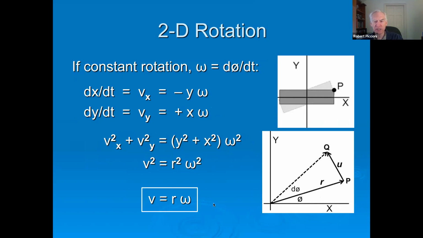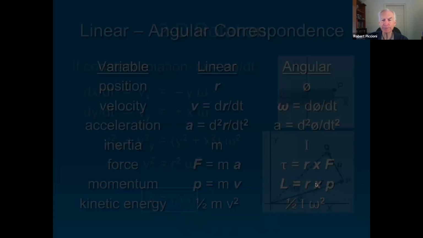And so the linear velocity is R times the angular velocity. Angular velocity is how rapidly the angle is changing, and the linear velocity is how rapidly the position is changing. And of course, if your radius is twice as far away, then the linear velocity is going to be twice as much for the same angular term, right?